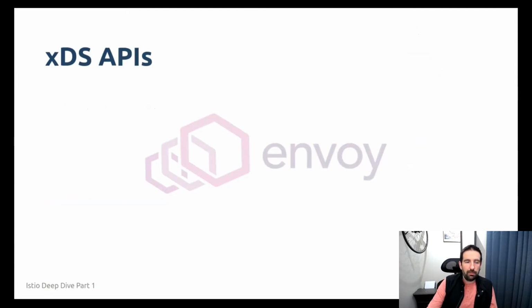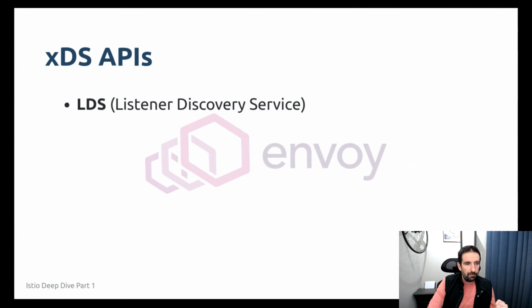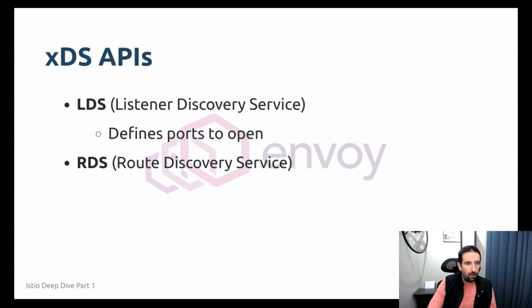We're going to start talking a little bit about the APIs that are used to configure Envoy. They are called the XDS APIs, and they are a collection of different APIs to configure the different elements that make up the Envoy configuration. So for example, we have the Listener Discovery Service, LDS, which defines which ports to open on the proxy. We have the Route Discovery Service, which defines the route for each of the listeners.